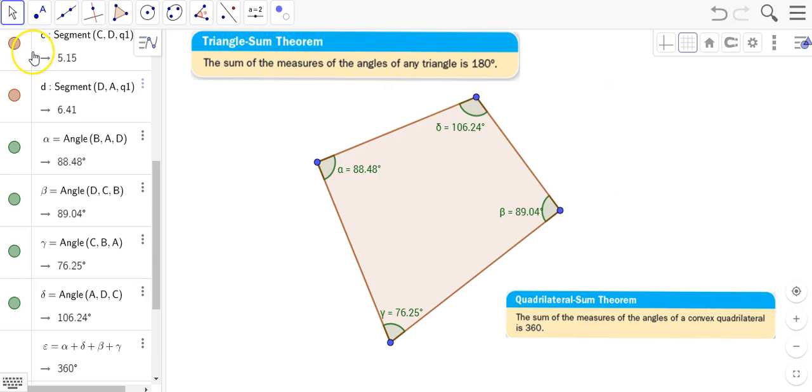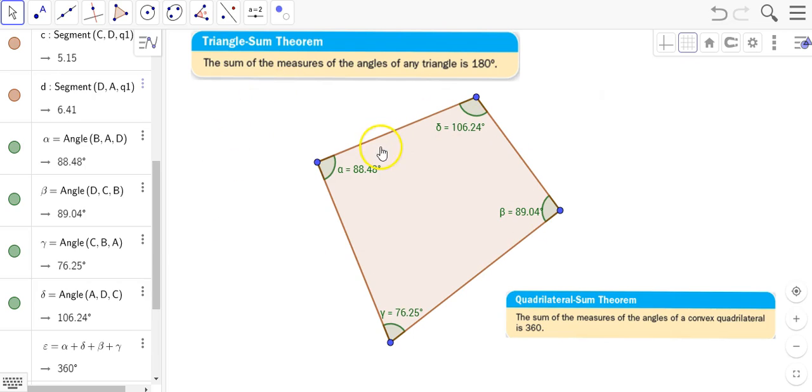On this one, what I'm going to talk about is the triangle sum theorem that we have on the screen, which we are familiar with, we've seen before. And then we're going to use that to show that the quadrilateral sum theorem is true. That says that the sum of the measures of the angles of a convex quadrilateral is 360 degrees. I'm going to use this idea that the sum of the measures of the angles of a triangle is 180.